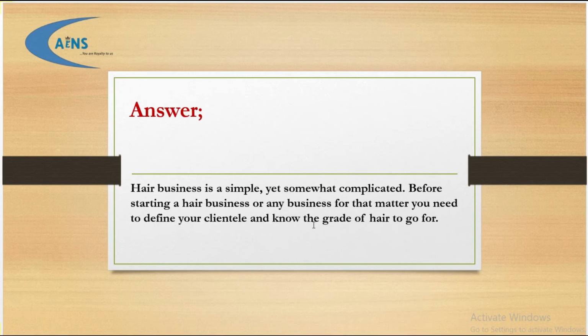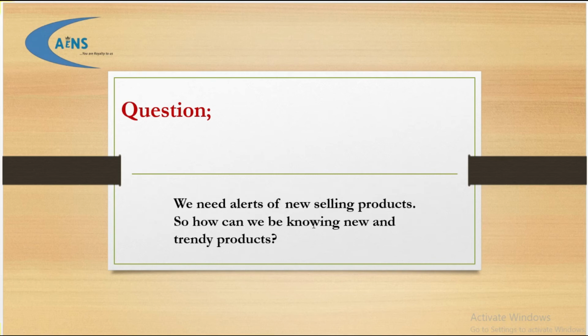Then the next question is, we need alerts of new selling products. How can we be knowing new and trendy products? Now, there is a system we are trying to map out to help with this, but you don't limit yourself to somebody's knowledge. That is why, as a business person, you need to be hungry for products. Spend quality amount of time on the site you're buying from. Sometimes when you just check the website, there are some products that are at the top. Most of those products, or you just do a normal search, you can write something.